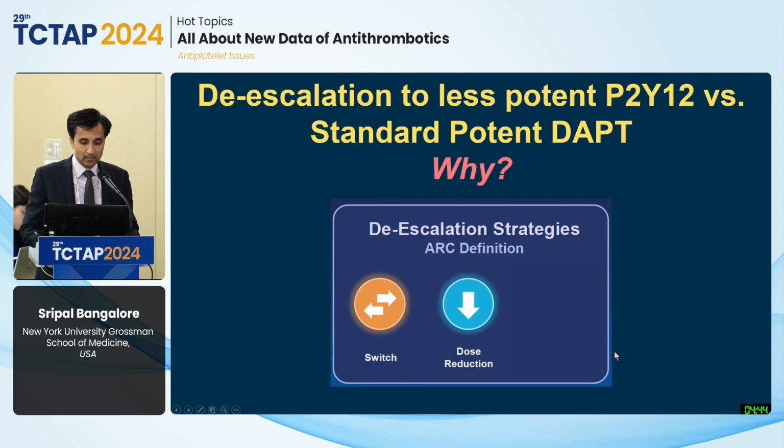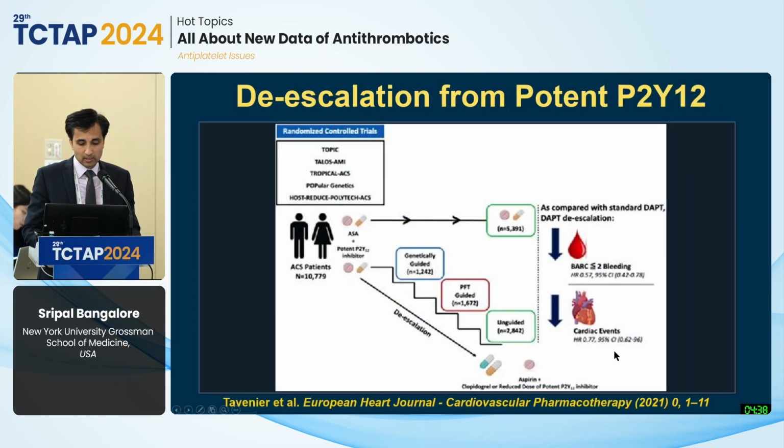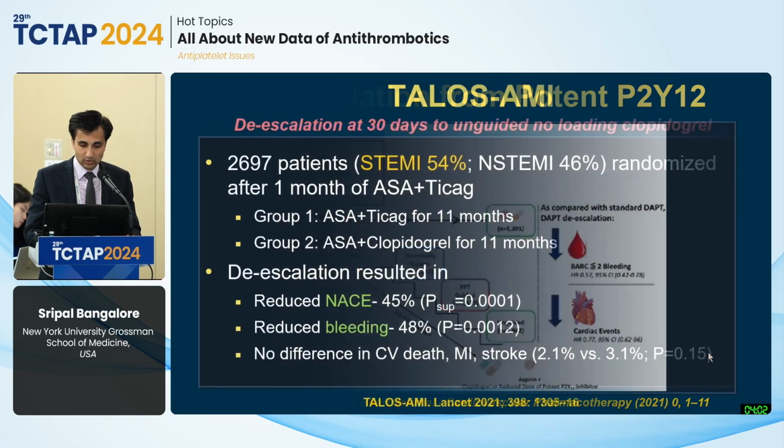First, let's start with de-escalation strategy by switching or by dose reduction. If you look at some of the data, this is a meta-analysis looking at de-escalation from potent P2Y12. You're starting with patients with ACS, aspirin and potent P2Y12. This analysis compared patients with standard DAPT to a de-escalation strategy, which was either genetically guided, platelet function studies guided, or unguided de-escalation. And as can be seen from the summary of these 5 randomized trials, there was significant reduction in bleeding with the de-escalation strategy, and there was also a significant reduction in cardiovascular events by using this de-escalation strategy.